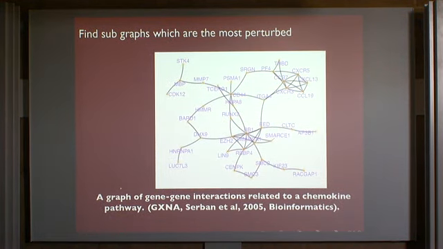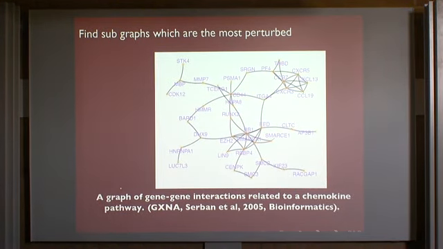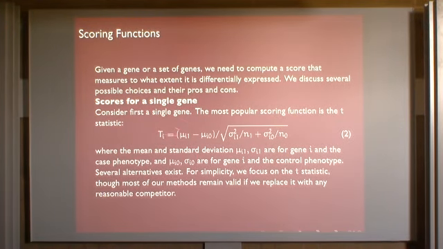So this is, for instance, a skeleton graph of the chemokine network. And this was published more than 10 years ago. We were looking for a subgraph which was changed in cancer patients compared to healthy controls. And we have a scoring function. In this case, it's a t-statistic, and you assign that t-statistic.